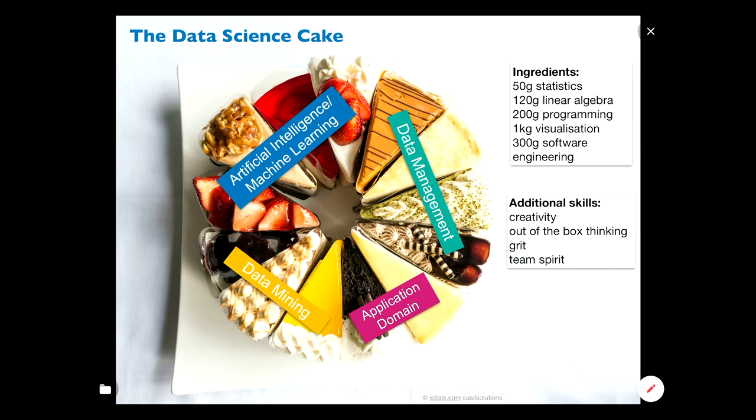And there's data management, that's what we are talking about. And there is an application domain, so which means in data science, typically you have data from a real user. For instance, a user from physics, a user from chemistry, from material sciences, you name it, that some data you want to analyze. Yeah, so there's always this application domain techniques and knowledge you should know about. Yeah, and to bake such a cake, there are other more foundational ingredients you need. You need some statistics, some linear algebra, you need programming, visualization. Software engineering plays a major role at least in industry environments. And you need additional skills like creativity, out-of-the-box thinking, grit, and team spirit.